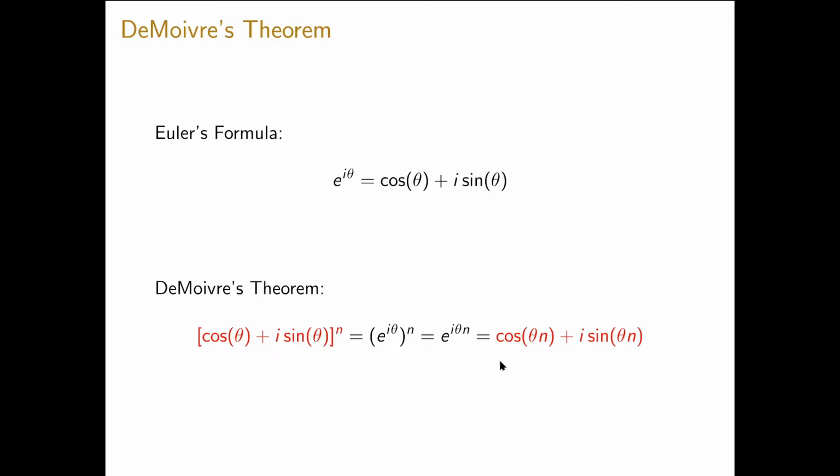So DeMoivre's theorem specifically equates the two pieces in red here: cosine theta plus i sine theta all to the n is equal to cosine of theta n plus i sine of theta n. From this, we can derive some angle identities. Let's start with the double angle identities.